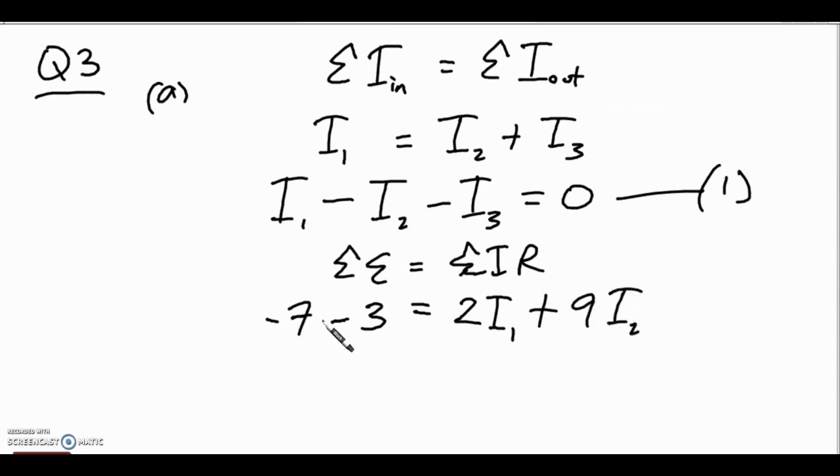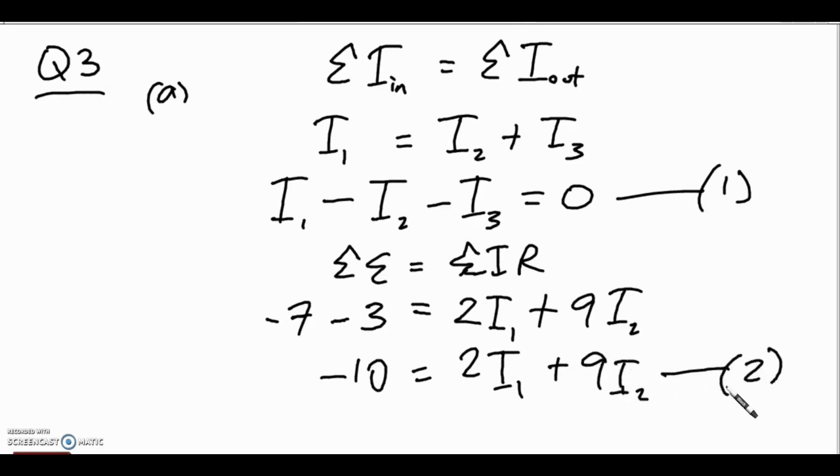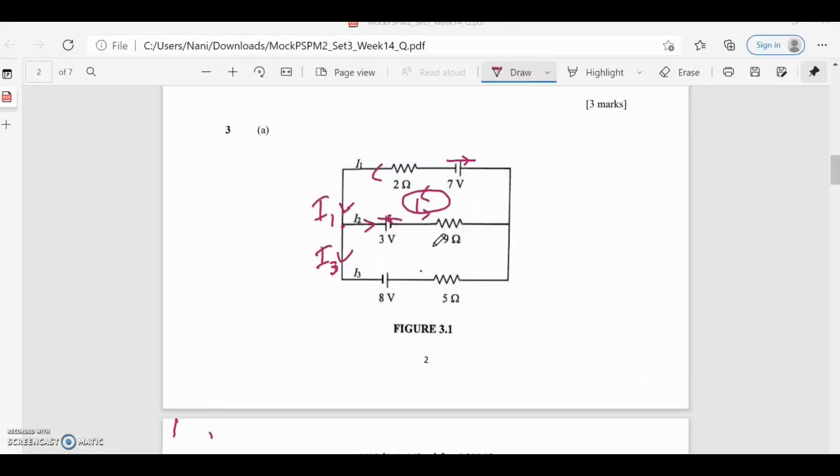Okay, so we solve this: negative 10 equals 2I1 plus 9I2. Let's make it equation number 2. And then we draw another loop at the bottom circuit. It doesn't matter clockwise or anti-clockwise, so let's say I make it anti-clockwise. And we draw the direction on the EMF.